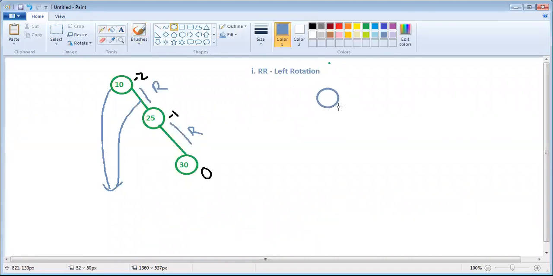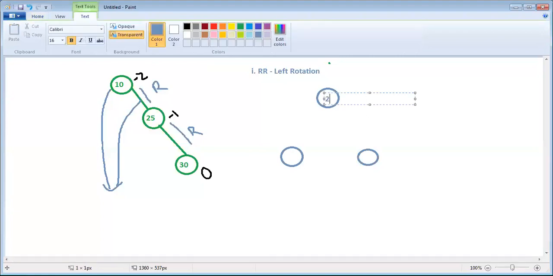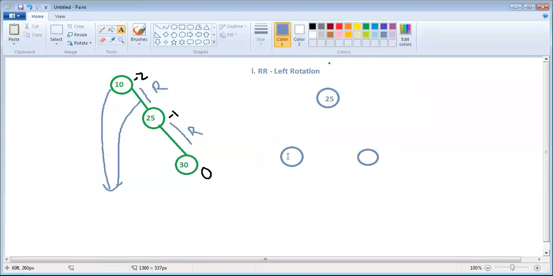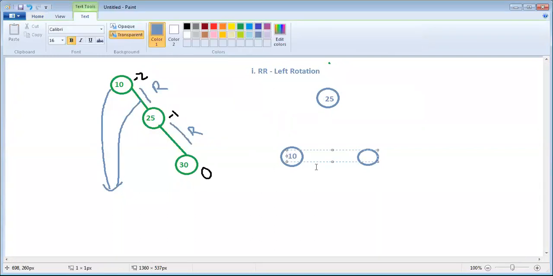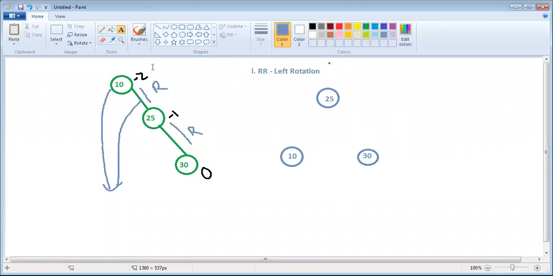So 25 will be here, and then 10 will be there, and 30. And the 10 and these two will be connected.